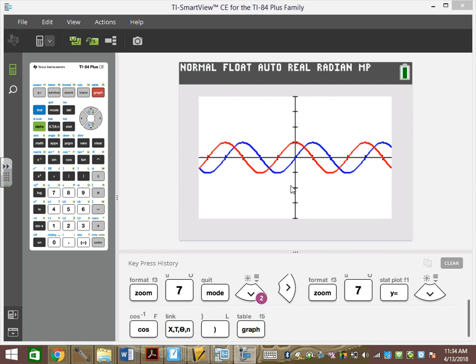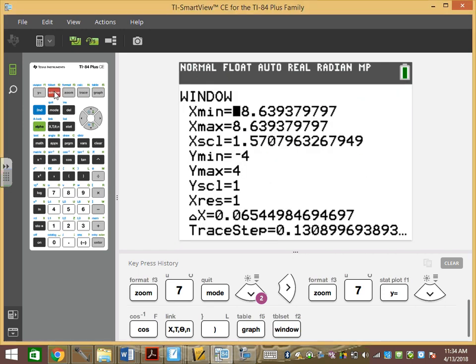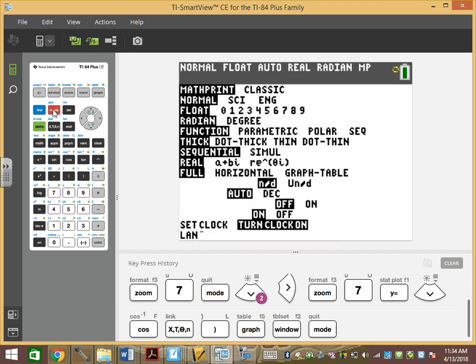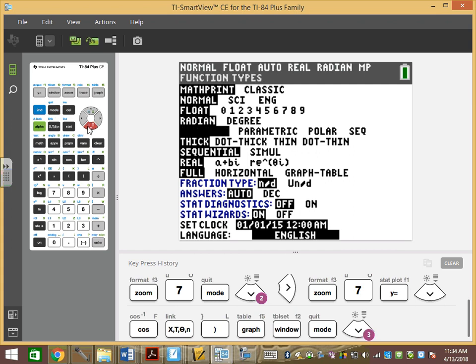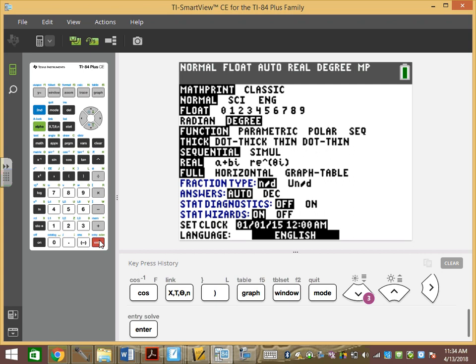On my calculator. In my window, it's the what? In my window, it's the scale, right? I'm going to go to mode. It's not even in degrees. It's still in radians. I'm going to go to degrees. I'm going to hit enter. And then I'm going to go zoom.